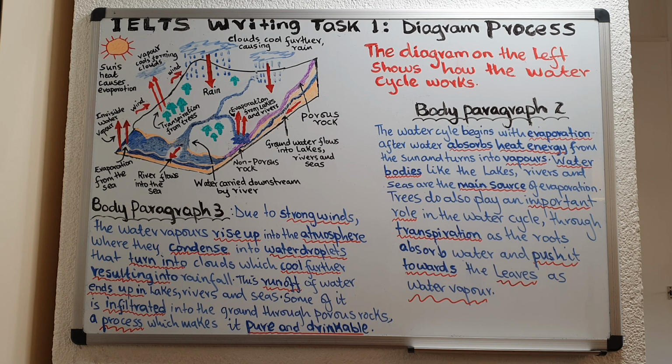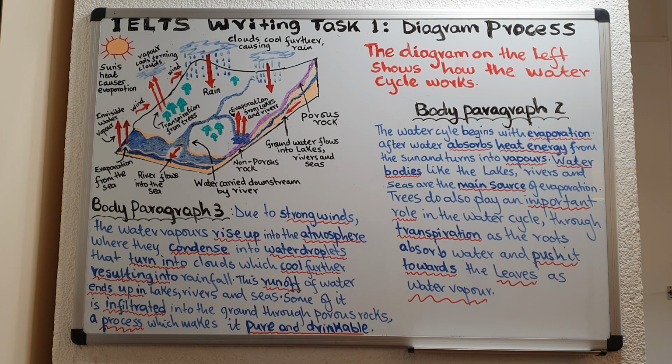Now, when you look at the last part, we have talked about the last step where some of the water that has come from the rainfall filters through into the ground through the porous rocks, a process which makes it pure and drinkable. That is the water that we drink, okay? The water that we drink is the water that has been filtered through into the ground through the porous rocks.